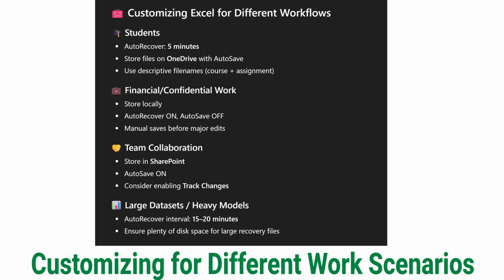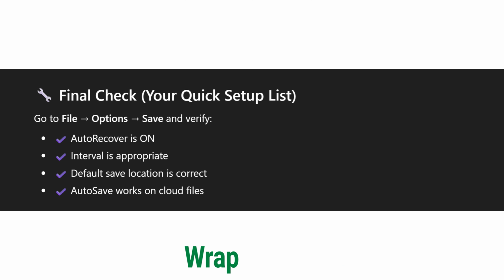If you're working with large datasets or complex models, set AutoRecover to a longer interval, maybe 15 or 20 minutes, to avoid performance issues from too frequent saves. Make sure you have plenty of disk space in your AutoRecover location because these backup files can be large.